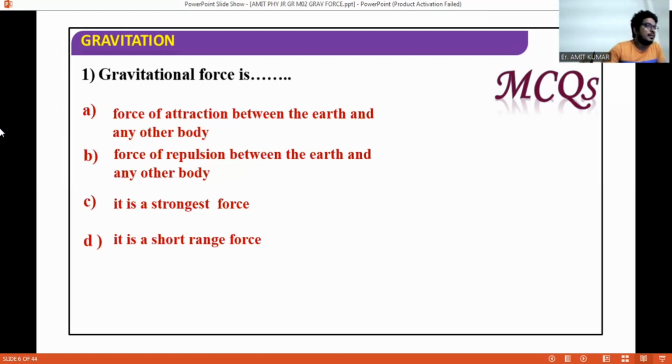Up to here, any confusion, anyone? It's the strongest force? Not at all. It's a short range force? Not at all. Force of repulsion? Not at all. This is the correct answer. Clear? Up to here, any doubt to anyone, any type of confusion? You can ask me.